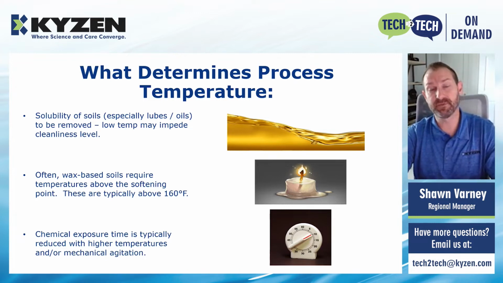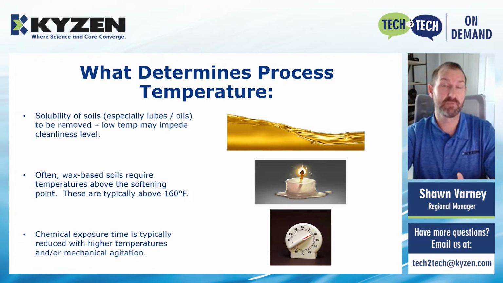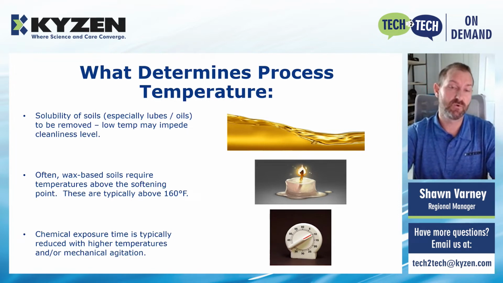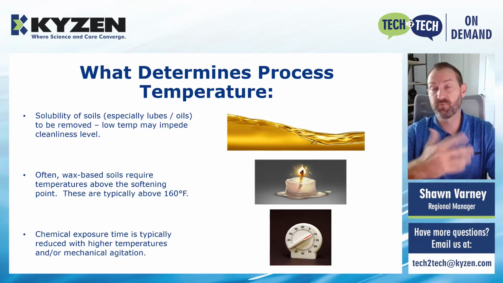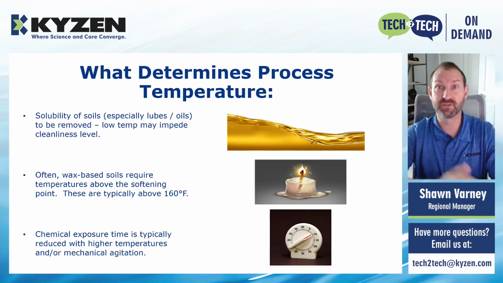Chemical exposure time is typically reduced at higher temperatures and or mechanical agitation. So if you're trying to get more throughput on a conveyor wash or a cabinet sprayer, you might increase the temperature to clean that soils off faster. Or you might increase that mechanical agitation pressures up as well to increase that throughput time.